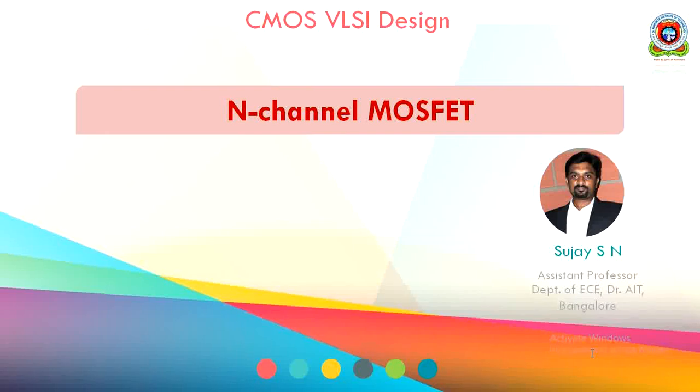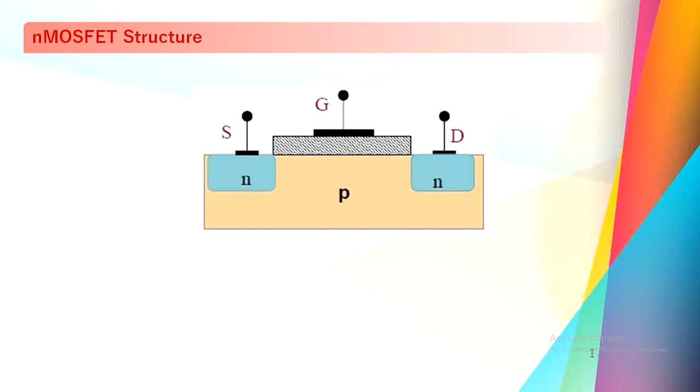Hello everyone, welcome to this lecture on N-channel MOSFET. The N-channel MOSFET structure is shown over here. It is constructed in the P substrate. The two N regions, which are indicated in blue, are treated as source and drain of the N-channel MOSFET.